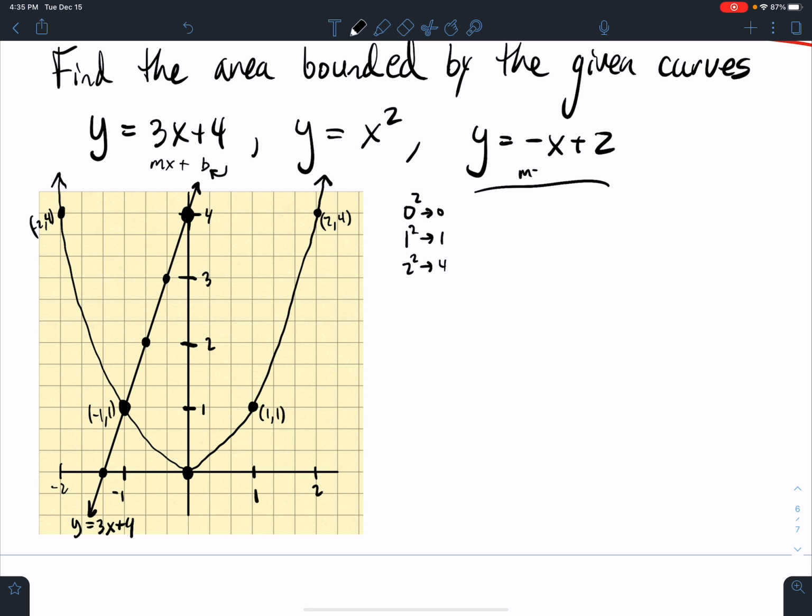And then this last one here, y equals negative x plus 2. So m is -1, the slope. Start at 2, that's my b. So I'm going down 1 over 1, just like this.